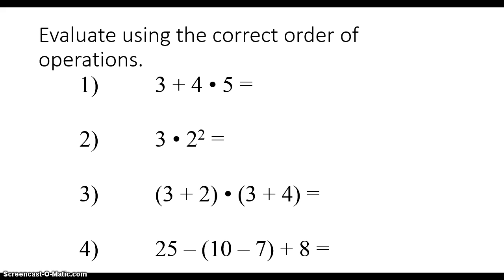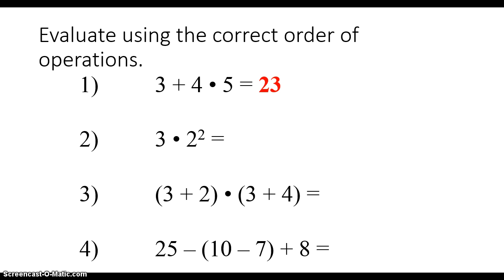If we wanted to evaluate these using the order of operations, I would simply have to start by saying, okay, do I have any parentheses? So looking at number 1, we don't have parentheses or exponents. But we do have multiplication, so we would multiply 4 times 5, and that would give us 20. Sorry, my pen wasn't working very well for a second there. And 3 plus 20 is 23.